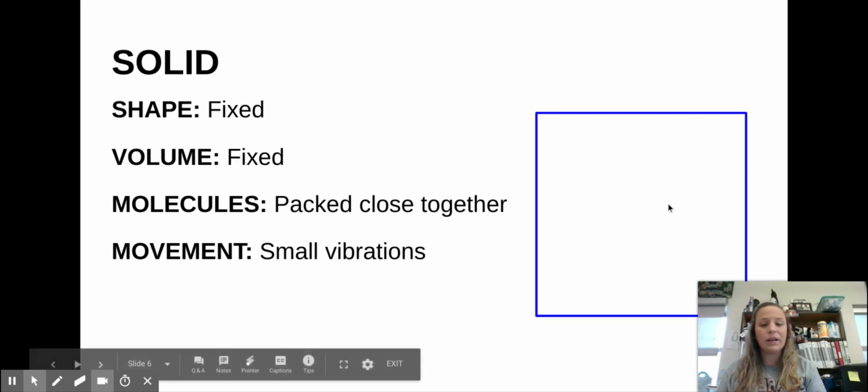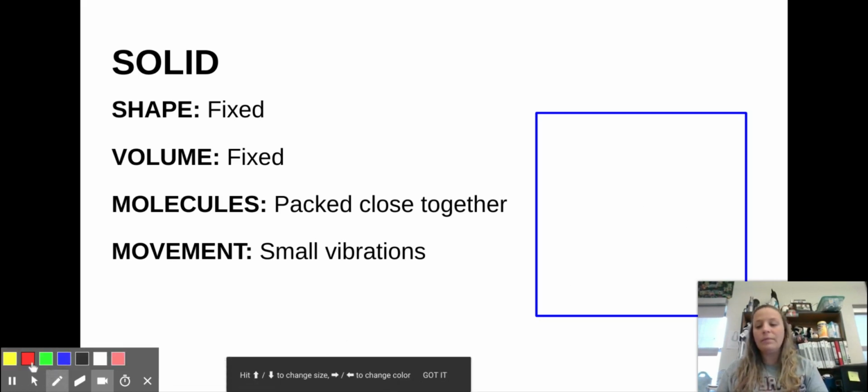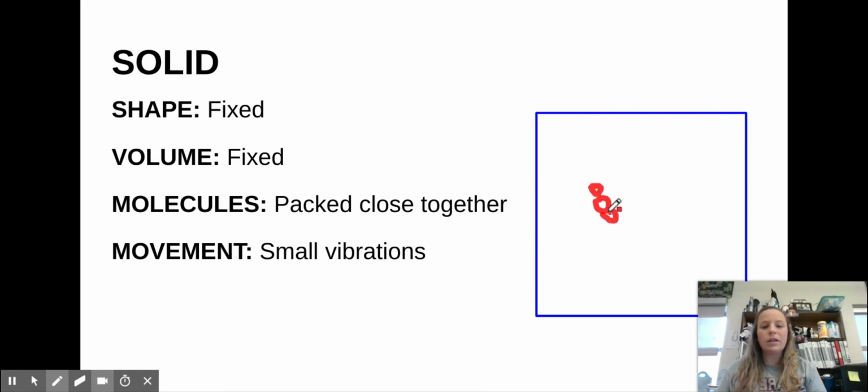Now, in this box right here, we need to draw what that looks like. Okay, now, again, my drawing skills are not that great, but we're going to try. So there's an atom, there's an atom, there's an atom. They're really close together.